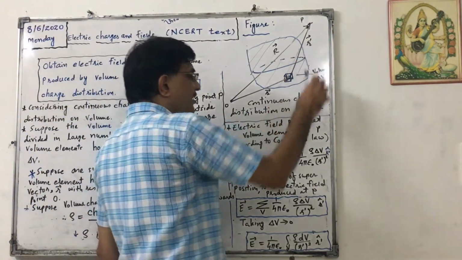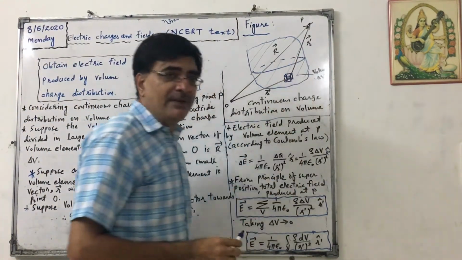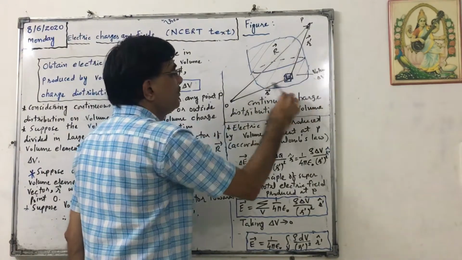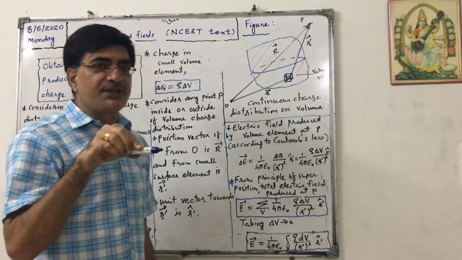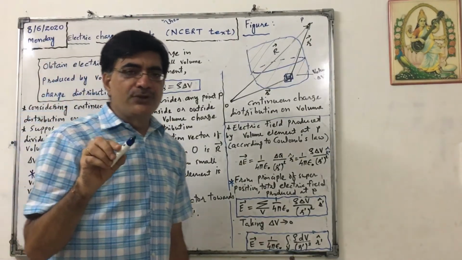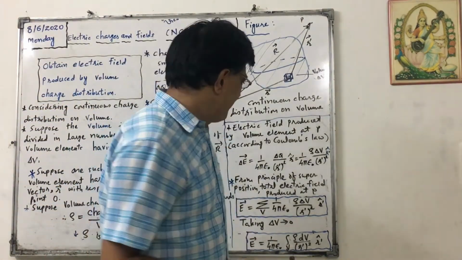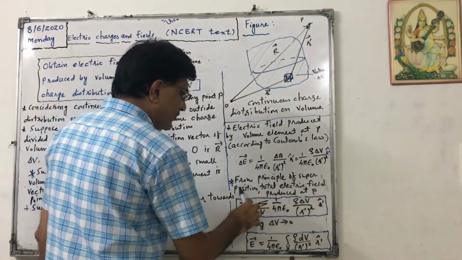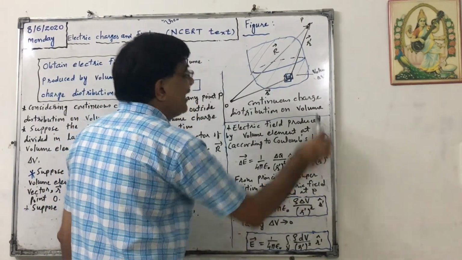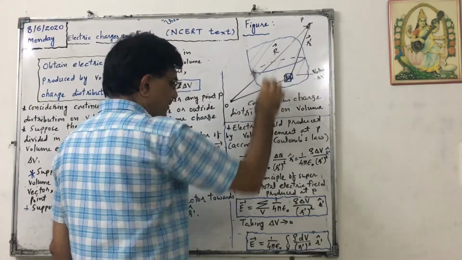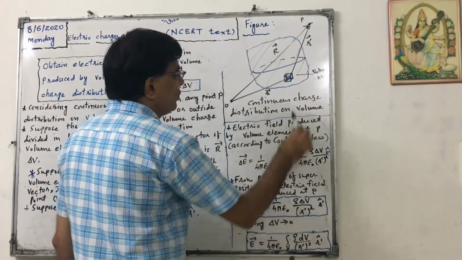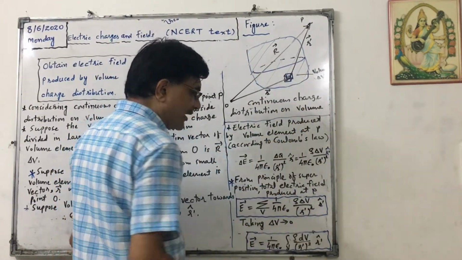Now this is the electric field produced by a small volume element, but there are so many small volume elements. So in order to obtain the resultant electric field, I have to use the principle of superposition. From the principle of superposition, the total electric field produced at P will be equal to the sum over the total volume of 1 upon 4 pi epsilon naught rho delta V upon r dash square into r dash cap.